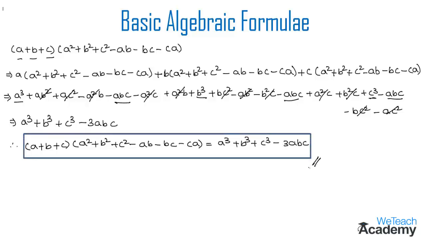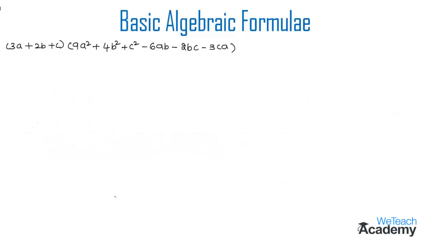Now let us try to solve an example over here. We have (3a plus 2b plus c) into (9a square plus 4b square plus c square minus 6ab minus 2bc minus 3ca). Let us write this expression in the form of the formula (a plus b plus c) into (a square plus b square plus c square minus ab minus bc minus ca).